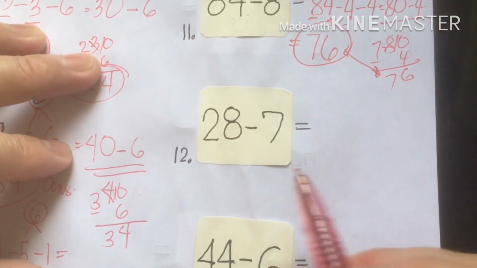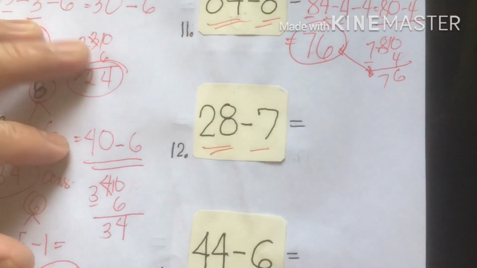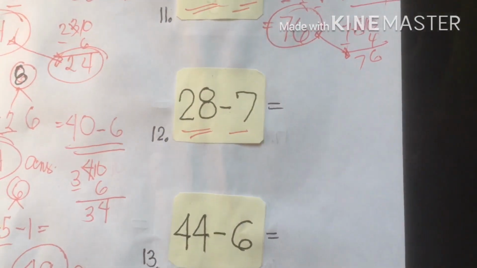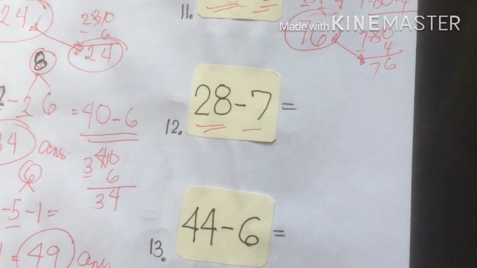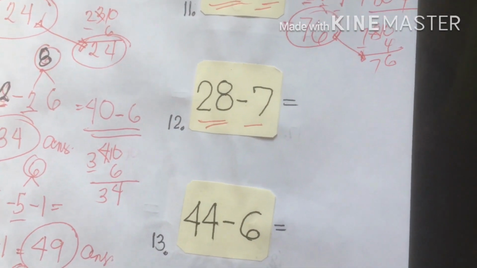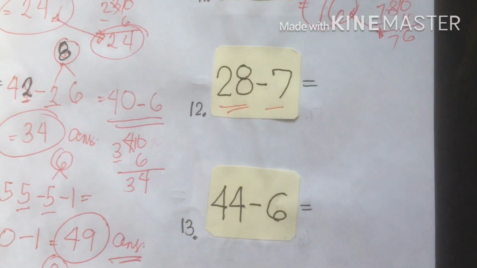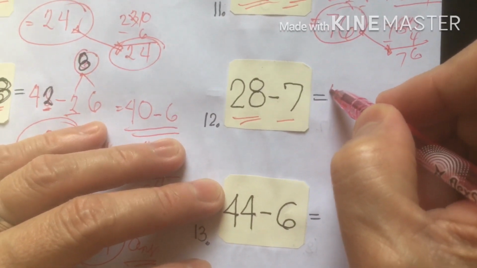Next, 12. 28 minus 7. Actually, guys, this kind of topic is very much important for you, my dear viewers, especially graders. Not only graders, but this technique you can also apply even though you are in a higher grade, getting to tertiary like that. This is very much important. 28 minus 7, guys. Let's proceed.